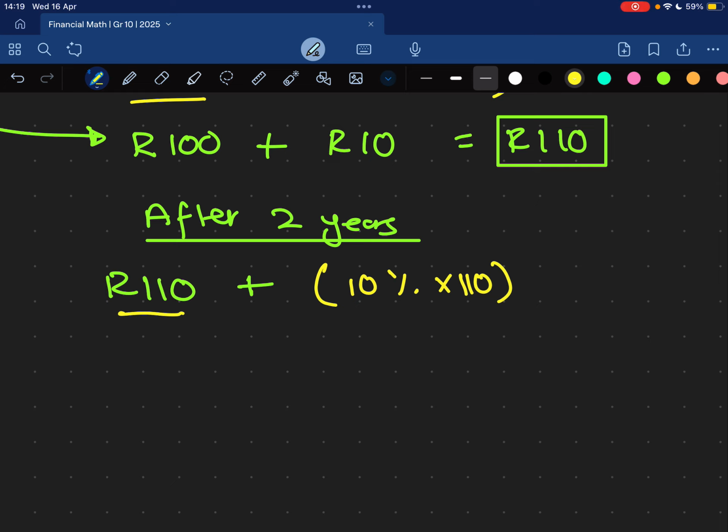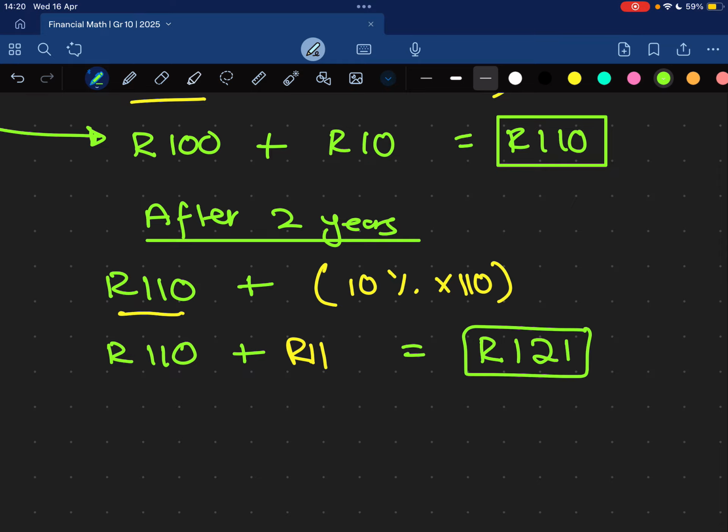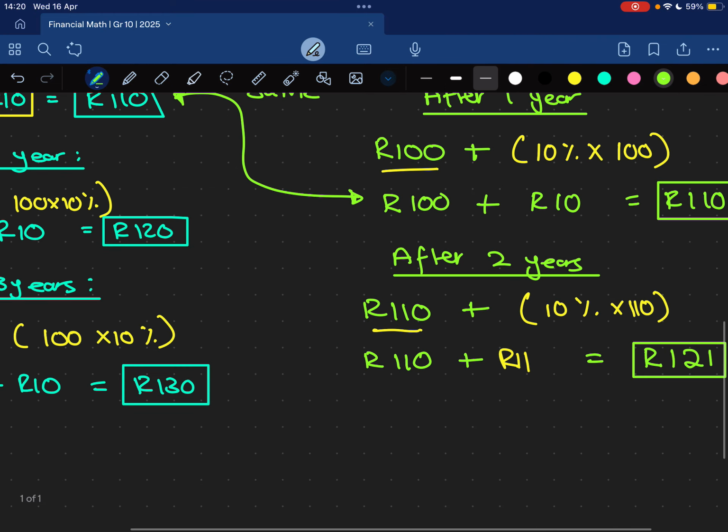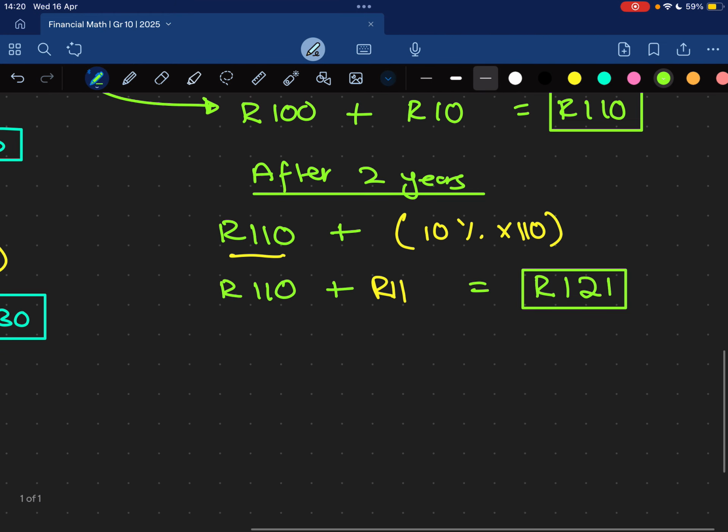So if I calculate that, it'll be plus 11 Rand. You can calculate that, but it should be quite straightforward. You're going to have 121 Rand. Okay, so notice now the amount is different, because it's been compounded. So let's see now after 3 years.